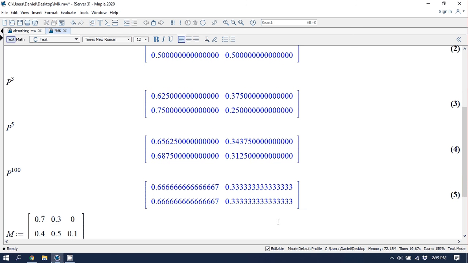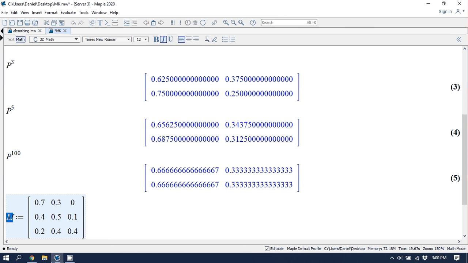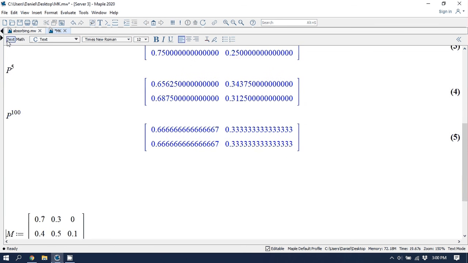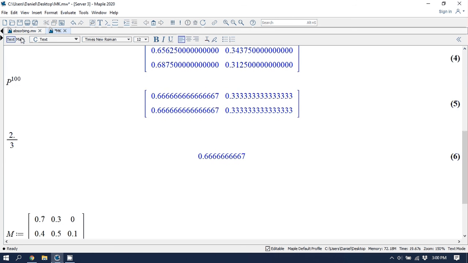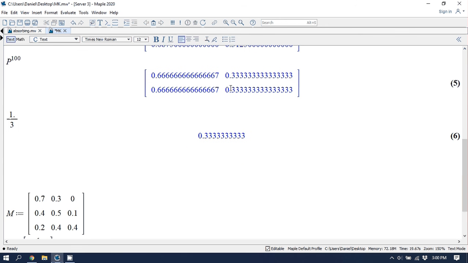At this point, it should be pretty obvious that the matrix settled at two fixed values, 0.6666 and so on, and 0.33333. So in reality, these are actually 2 over 3 and 1 over 3. I can't seem to move over from one line to another here. I just want to show you that if you enter in math mode 2 over 3 in the decimal format, that's the first entry that you see there, and then 1 over 3, which obviously is 0.33333. So that's the fixed distribution, 2 over 3, 1 over 3.